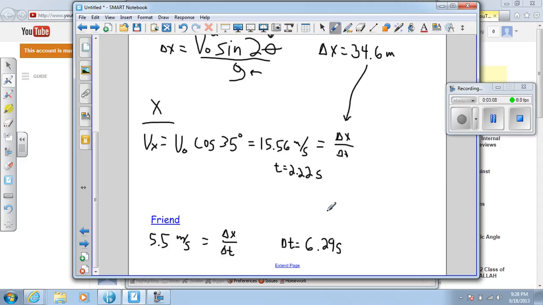It's taking me 2.22 seconds to throw the football that same distance. So to catch it, he needs a little leeway, right? The difference between 6.29 seconds and 2.22 seconds is the answer. That's how much ahead of time he should start running before I throw the ball.